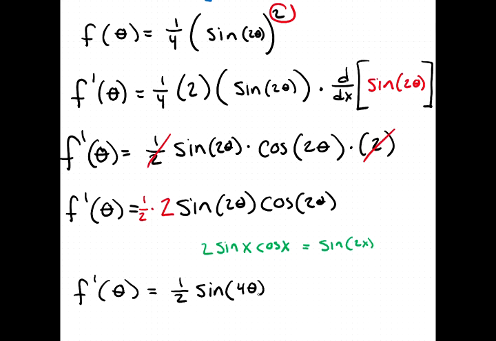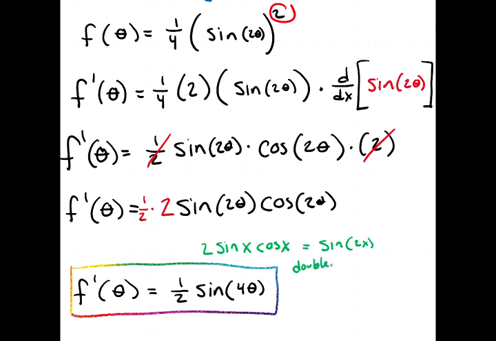And so 1/2 sine of 4 theta, that is as simple and as condensed as we can make this derivative. And so we apply the double angle formula. Okay, that does it for this one.